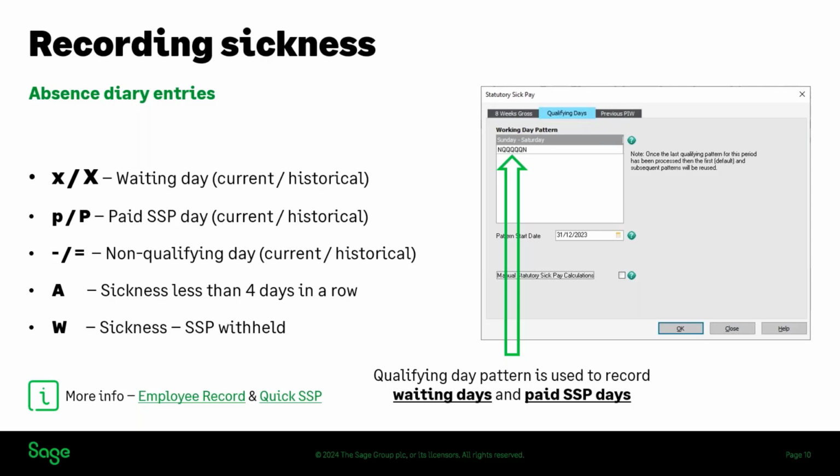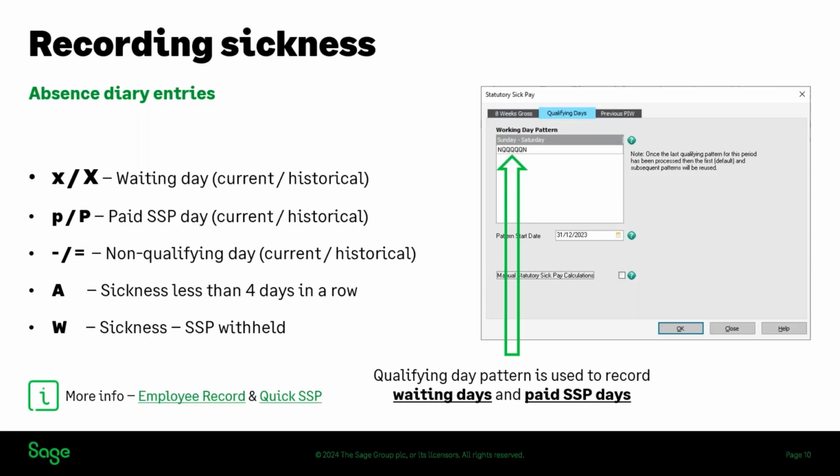The next symbol is a P, so that is a paid SSP day, and again, lowercase current, uppercase historical. There's a dash or an equal symbol for a non-qualifying day. So if the employee only works Monday to Friday, you'd see these symbols on the weekend. A red A indicates a sickness that is less than 4 days in a row, so it hasn't formed a PIW, doesn't qualify. And a W is sickness marked as SSP withheld. So this would appear after the 28 weeks have been paid, or if you've recorded sickness and you've ticked a box to say that you're withholding it for any other reason. So look out for these absence entries when we go into the demo.